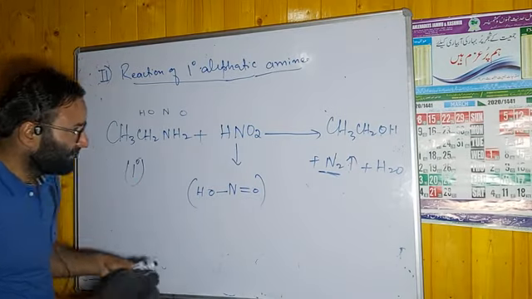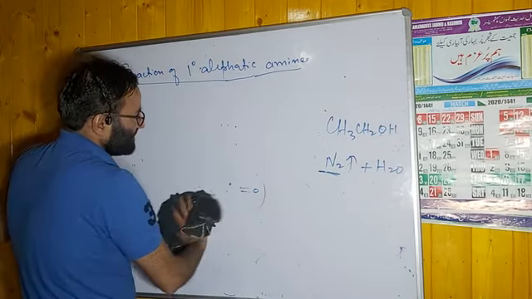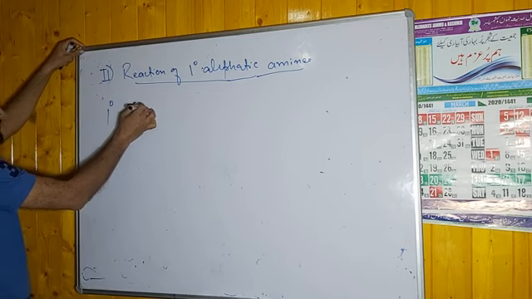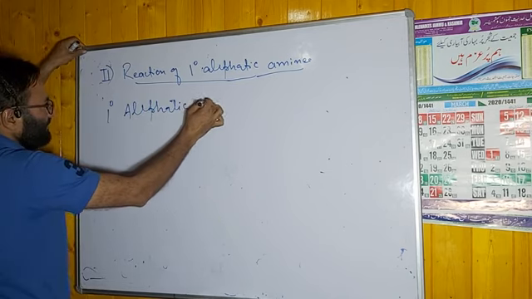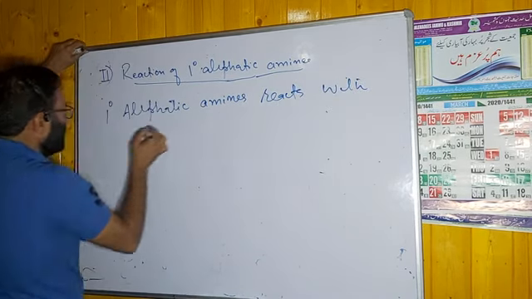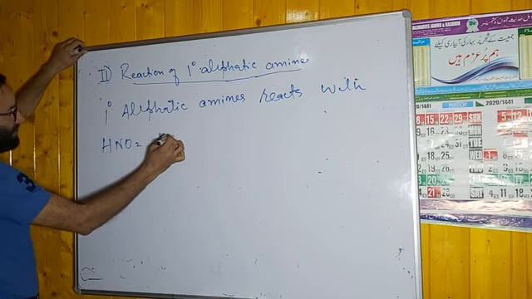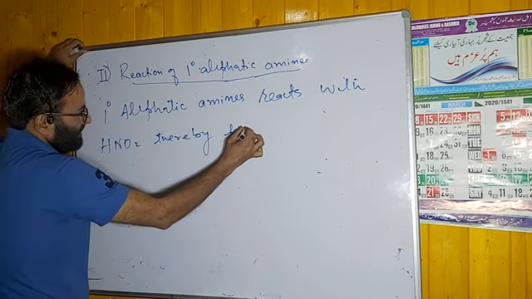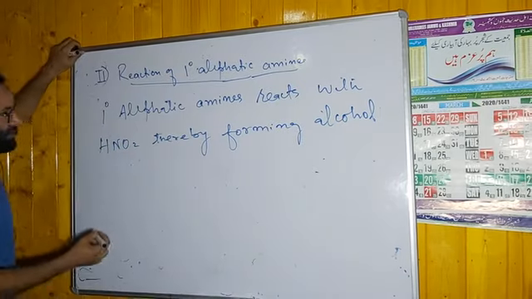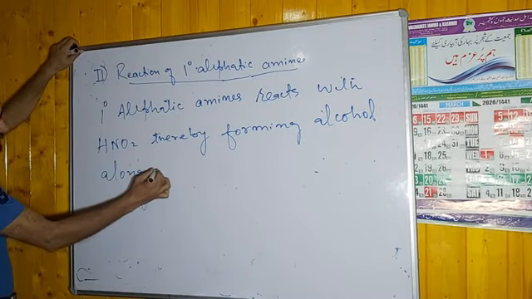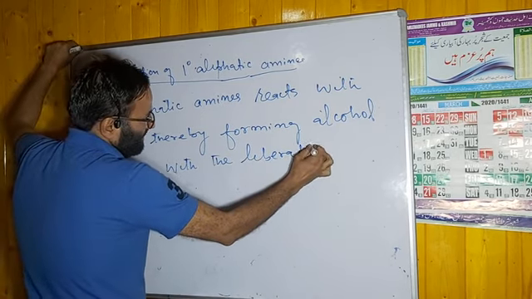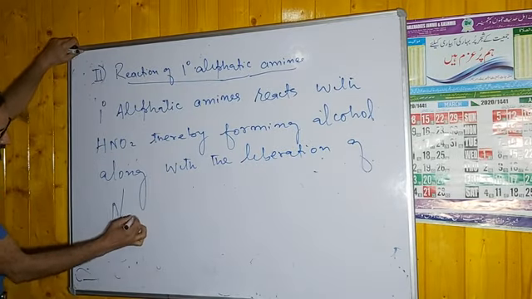इसका ख्याल रखना आपको. What you can say, 1 degree aliphatic amine reacts with nitrous acid. You can mention 1 degree aliphatic amines react with nitrous acid, thereby forming alcohol along with the liberation of nitrogen गैस. ये आपको याद रखना.